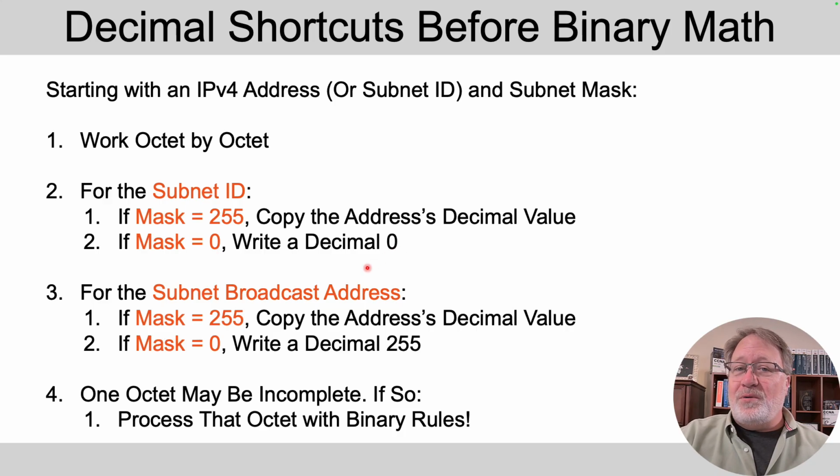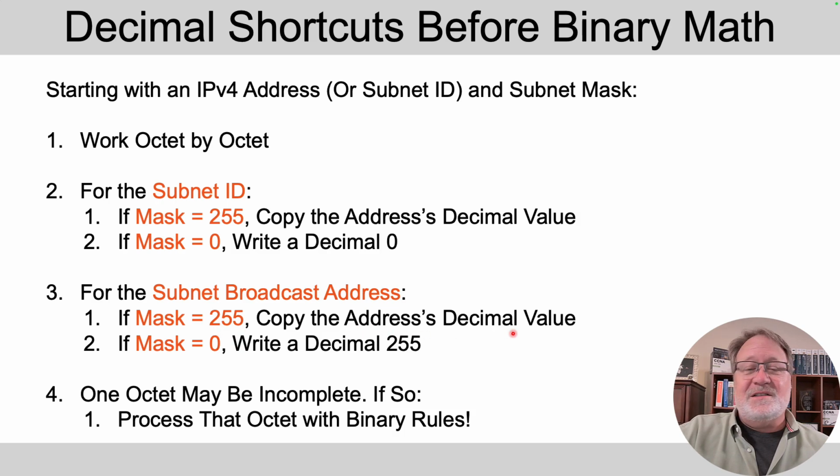So if you go through that process, you're going to end up with either the answer or most of the answer with one octet missing. And then I'll show you how to find the rest of the answer. Now for the subnet broadcast address, it's a similar process. You key on the value of the mask. The mask is 255.